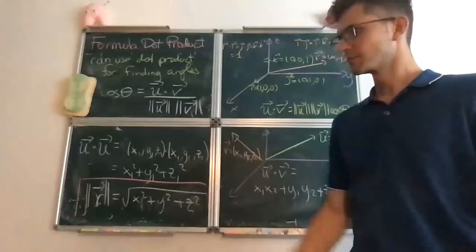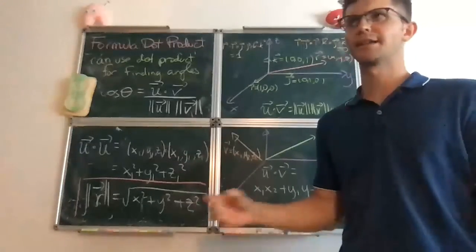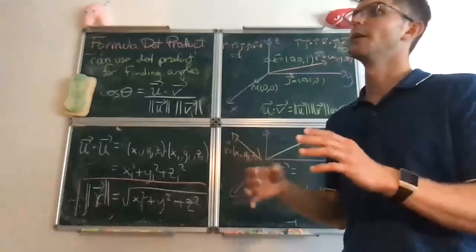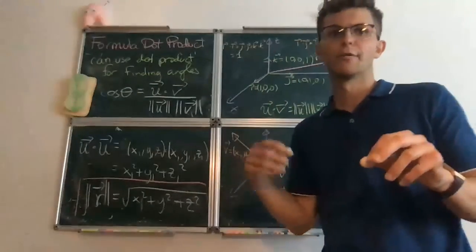Okay? So what I will do in the next video is just explain to you how you can use the dot product to find these projections or shadows of one vector along another.